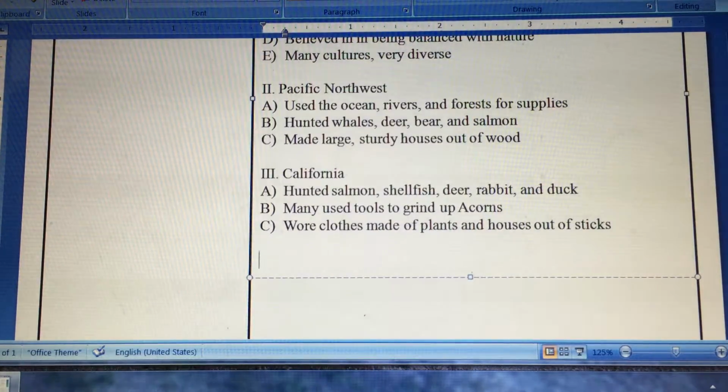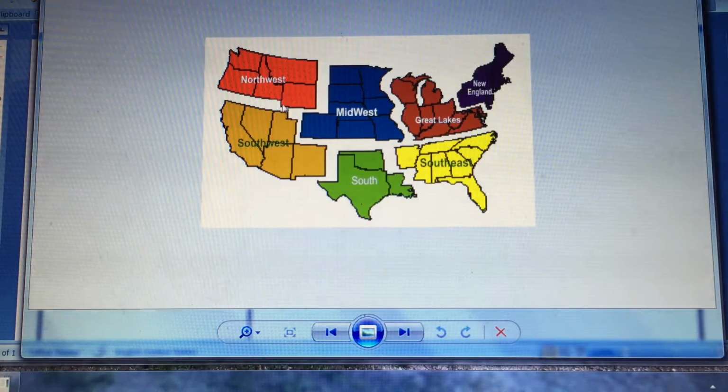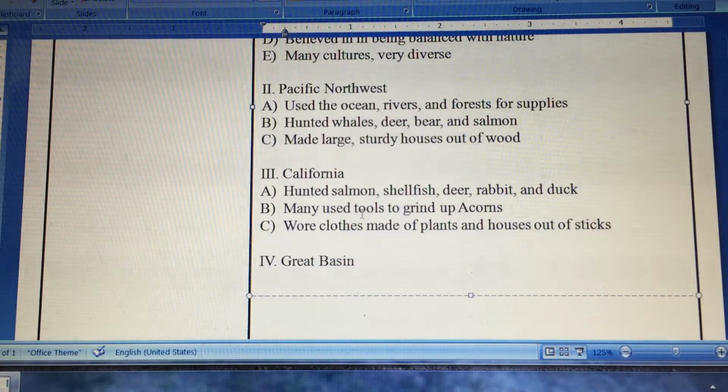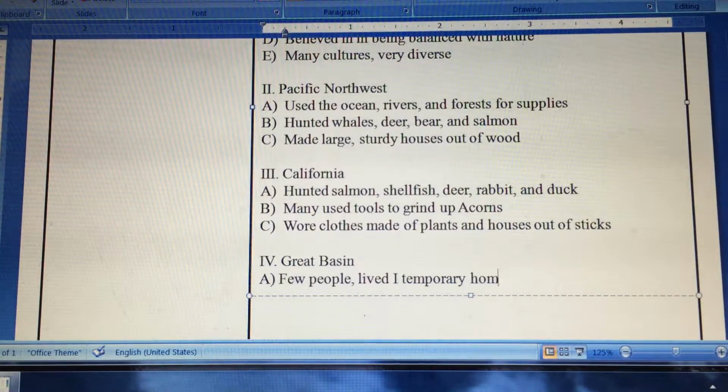Let's move on. Let's talk about the Great Basin. So chances are you're probably wondering, where's the Great Basin? That's going to be kind of in this area here. So it's much more dry, more deserts. So, Great Basin. What's important about these natives? There's going to be few people who can live in the deserts and dry lands. They lived in temporary homes. And they kept moving. And this makes sense because if it's drier, if there's less water, you gotta keep moving.